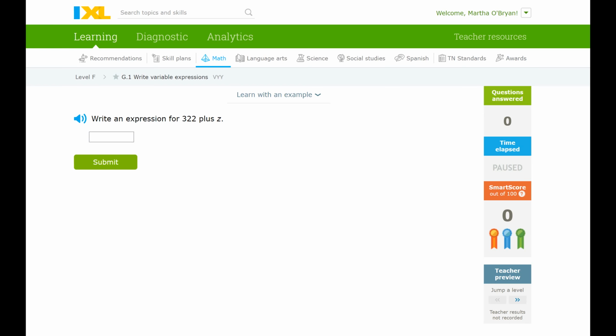Hello, I want to show you how to do this activity on IXL. Write variable expressions. Notice a lot of students have trouble with it, so let's walk through it closely together.